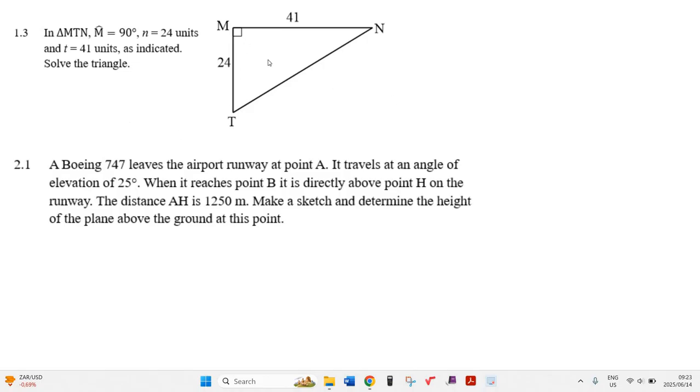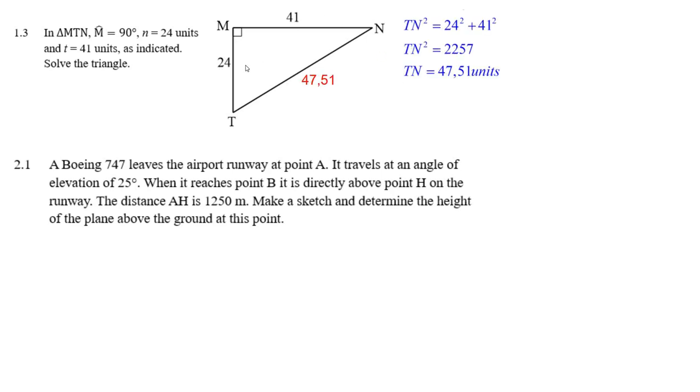Well, there are different ways you can do it. You could go 24 squared plus 41 squared. I think that's the obvious thing, to use Pythagoras, and then take the square root. So 47.51 units. There's TN, the first thing solved. Now we've got to find these angles.